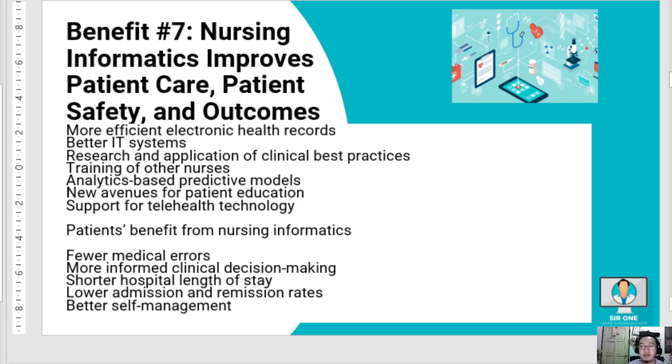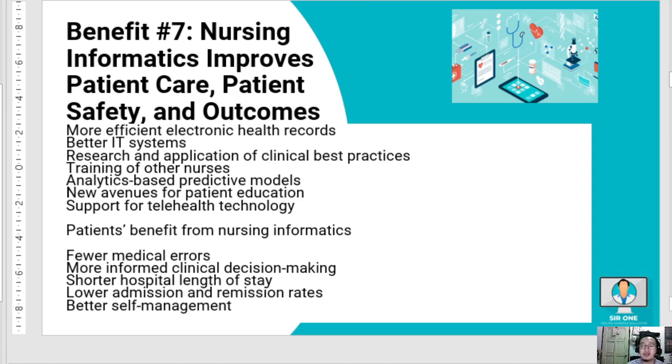So we have more efficient electronic health records. This is already gradually decreasing the use of paper. Better information technology systems with the software in the hospitals. Research and application of clinical best practices, as I've mentioned. Once you have research and clinical best practice from one facility to another facility, you can try to adapt it, you try to replicate it in your own institution.